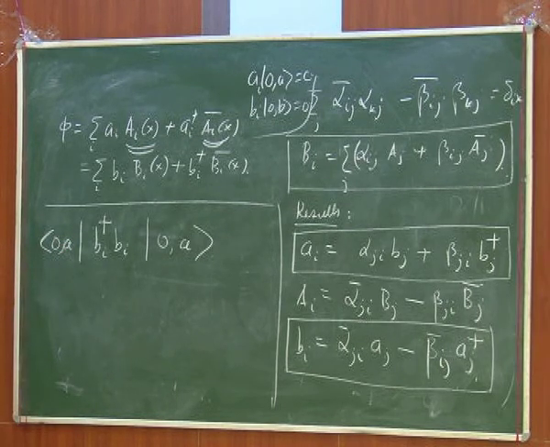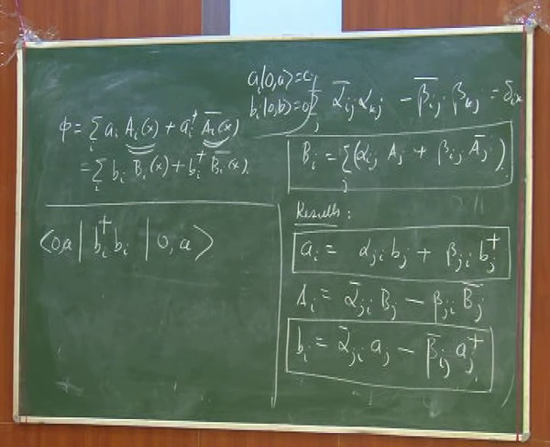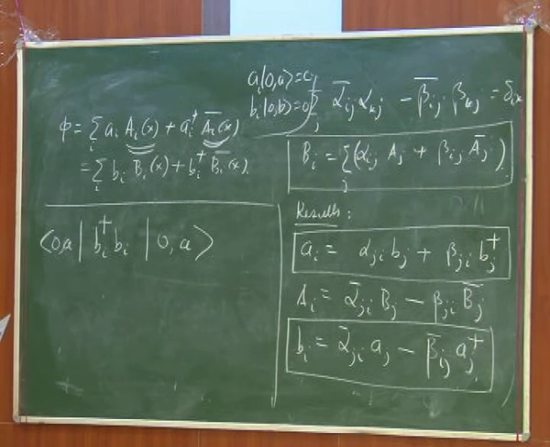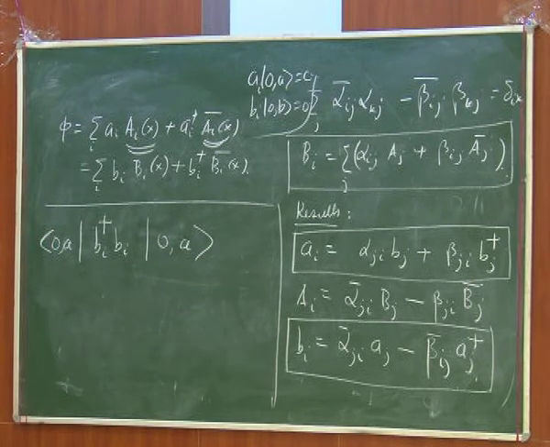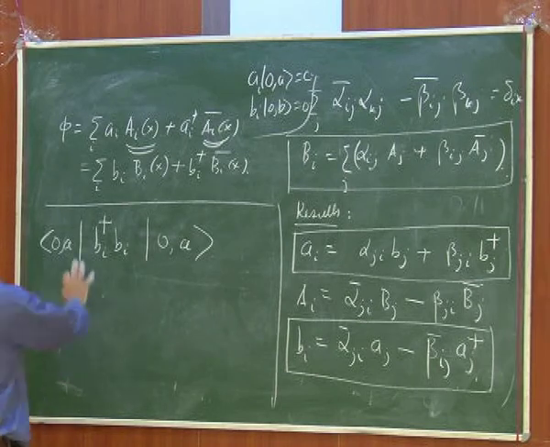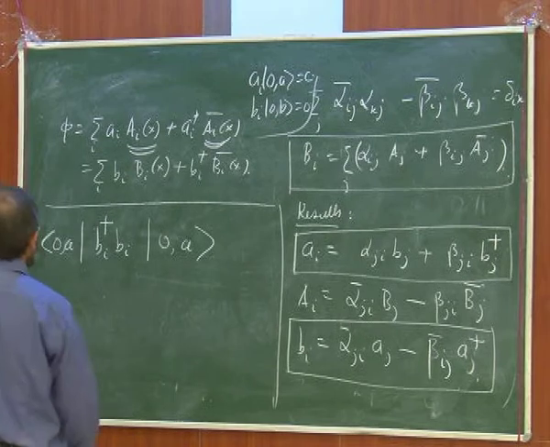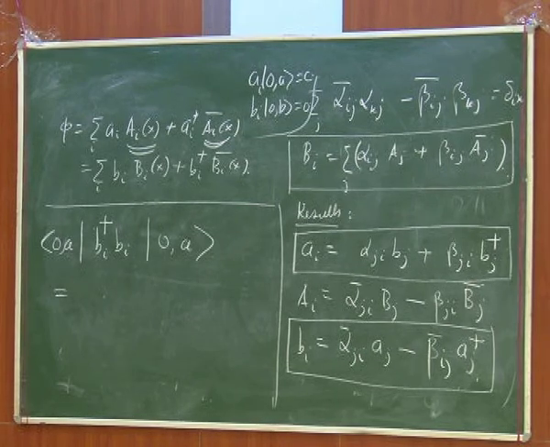I have already indicated that 0B and 0A are not the same. If 0A was the same as the vacuum of the B modes, then what would be the result here? If 0A was the same as 0B, then what would this be? 0, very good. Now, your time starts now. Press the button. What's the result here?